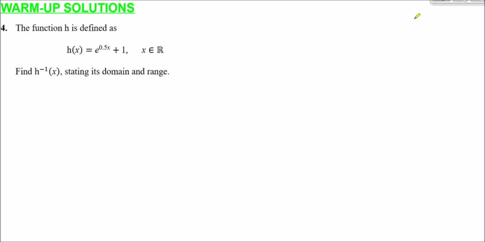Warm-up question 4. We have a function h defined as h of x is e to the 0.5x plus 1. We need to find h minus 1 of x, which is the inverse of h, and we need to state its domain and range. So what I'm going to do here, first of all, is let h of x equal y.